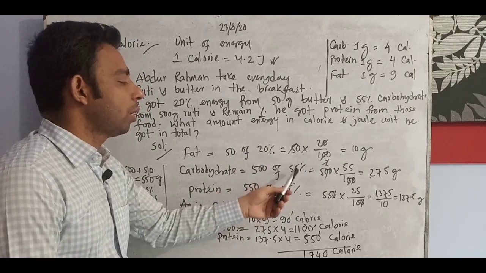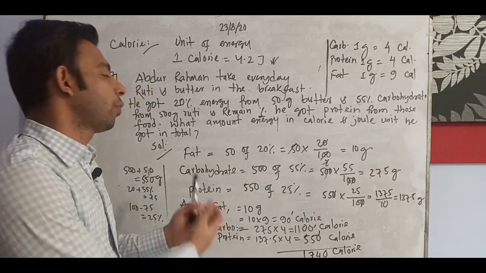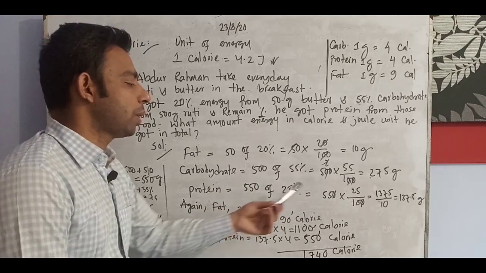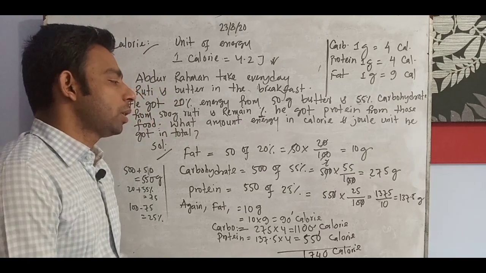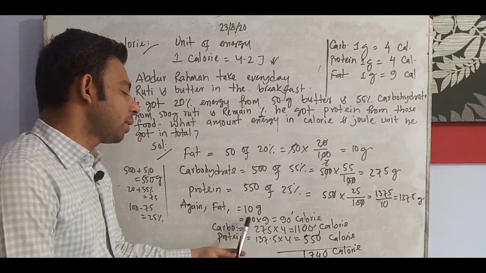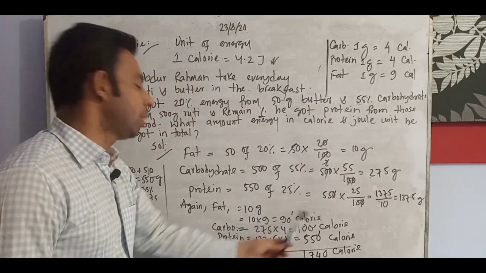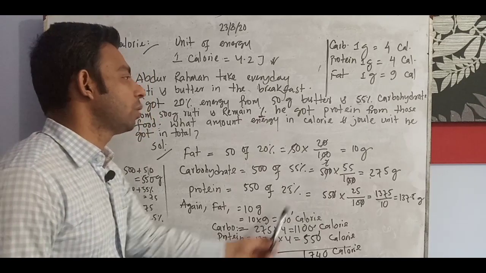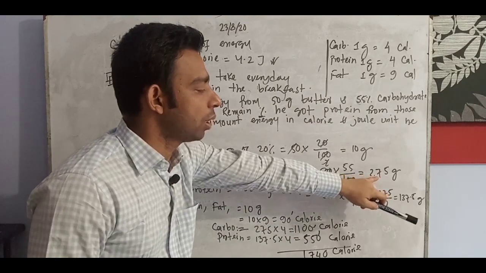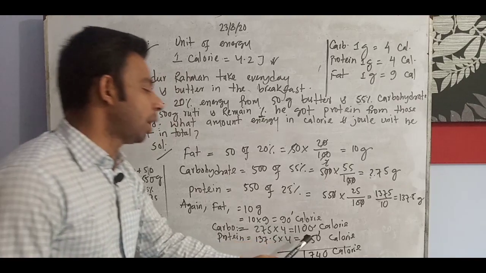Carbohydrate: 55% of 500 gram, that means 275 gram carbohydrate he got from the roti, and protein: 25% of 550 gram, that means 550 into 25% is 137.5 gram. So 1 gram fat gives 9 calorie, so 10 gram fat is 90 calorie. Carbohydrate 275 into 4, since 1 gram carbohydrate is 4 calorie, so 275 gram is 1100 calorie.